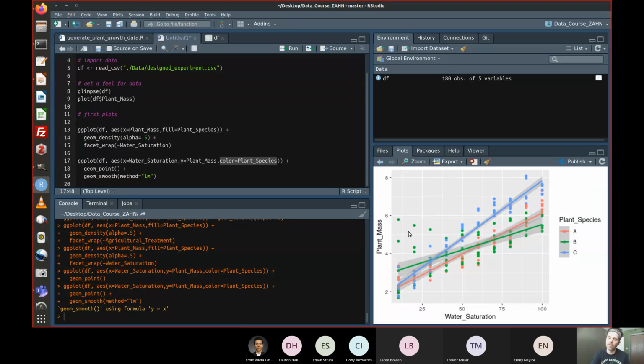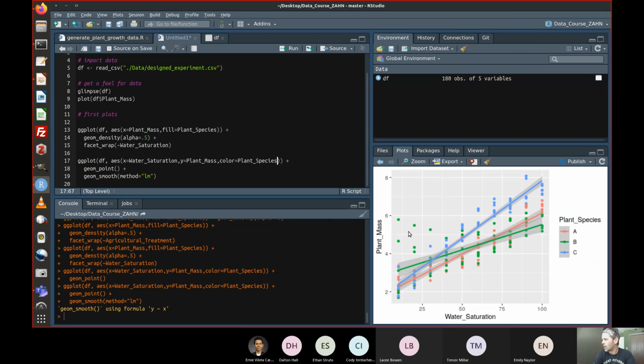It's not a real rule, but it's what people expect in a graph. Now, here we're saying as water saturation goes up, it causes plant mass to go up at this rate for each of these species. But what we are picturing right here is not taking into account agricultural treatment at all. So we're going to have to change this a little bit.